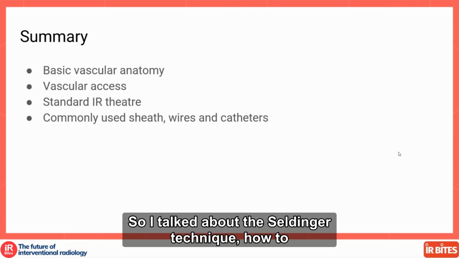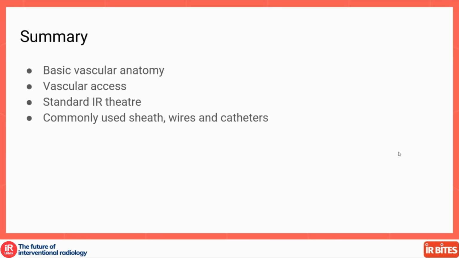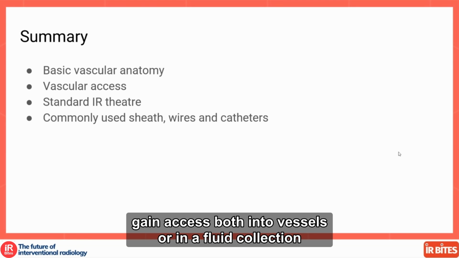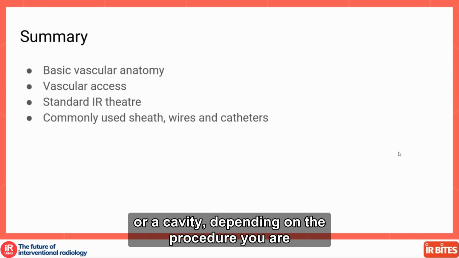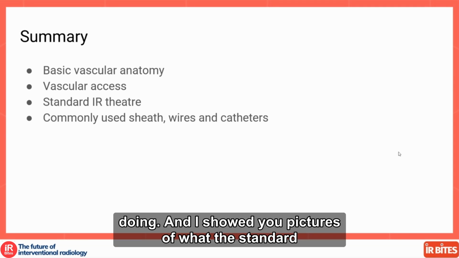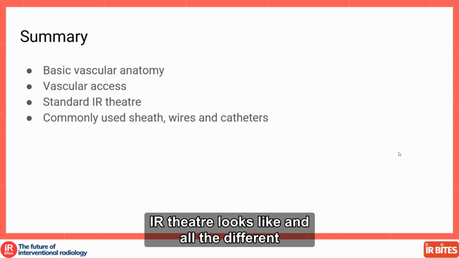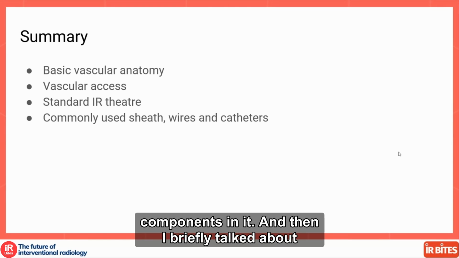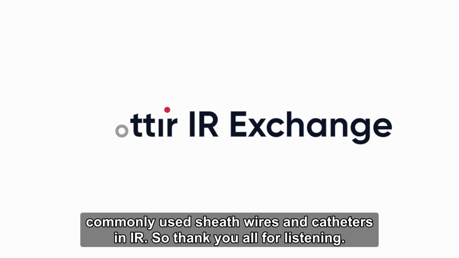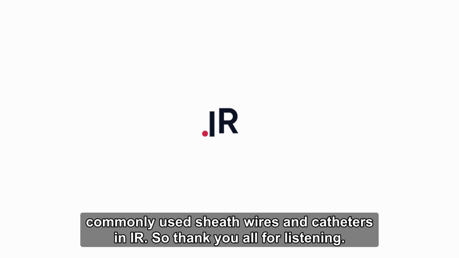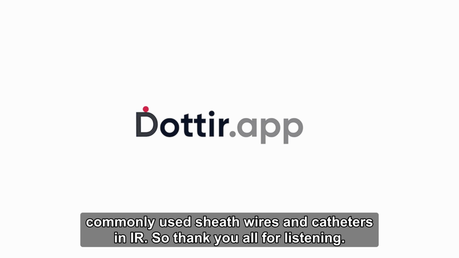So just to summarize, we touched on basic vascular anatomy, focusing mainly on the neck vessels and the femoral vessels. I talked about the Seldinger technique, how to gain access into vessels or into a fluid collection or a cavity, depending on the procedure you are doing. I showed you pictures of what the standard IR theater looks like and all the different components in it. And then I briefly talked about commonly used sheaths, wires, and catheters in IR. So thank you all for listening.